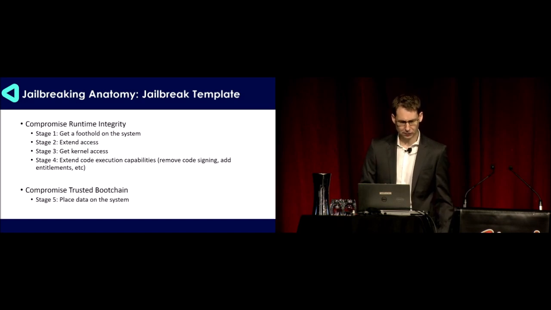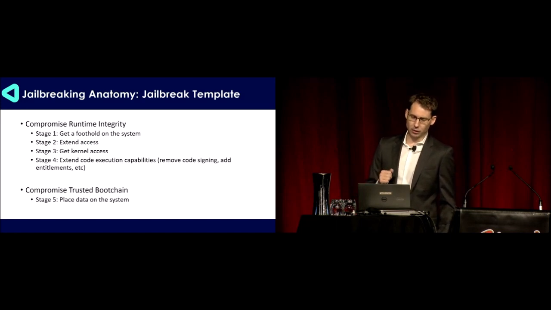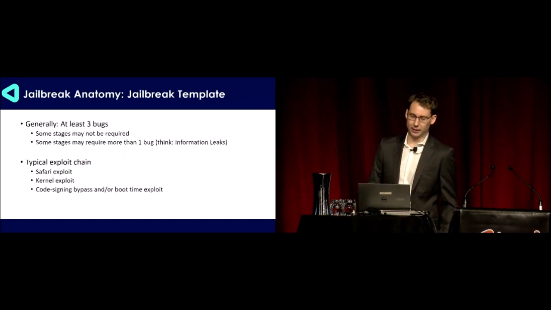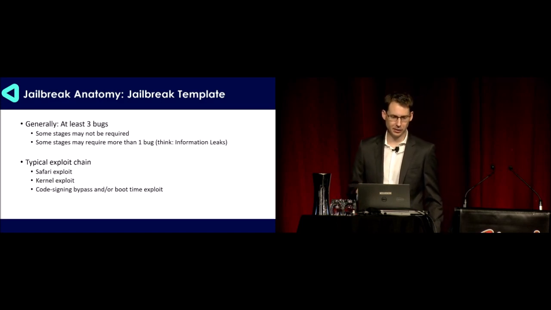And then stage four, once you've got kernel execution, you want to weaken all the security mitigations as much as you can: remove code signing, add the entitlements you need, inject into processes, whatever you happen to be doing. And then to compromise the boot chain, you basically want to place data on the system so that when the phone is rebooted, your data is parsed, or whatever it is you're using to get code execution.